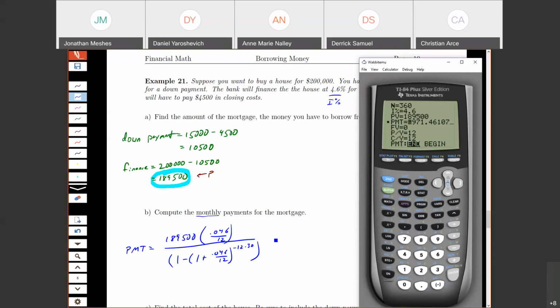For our purposes, we're just going to always round to the nearest cent, and that's the easy way to do things. If I were actually borrowing money from a bank, they would always round up. They would say that this is $971.47.